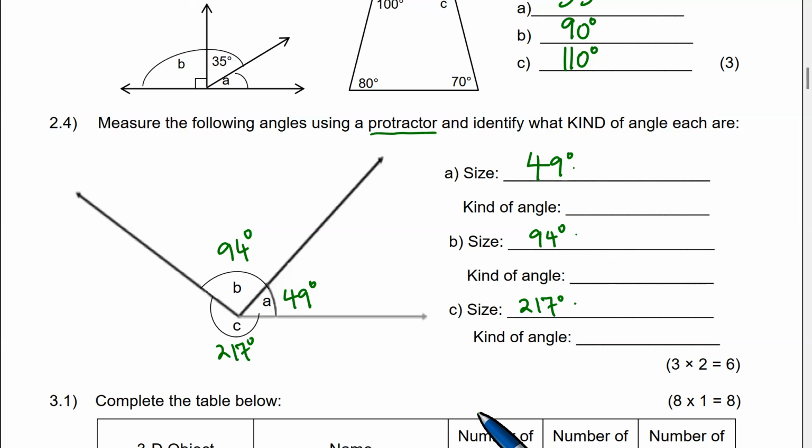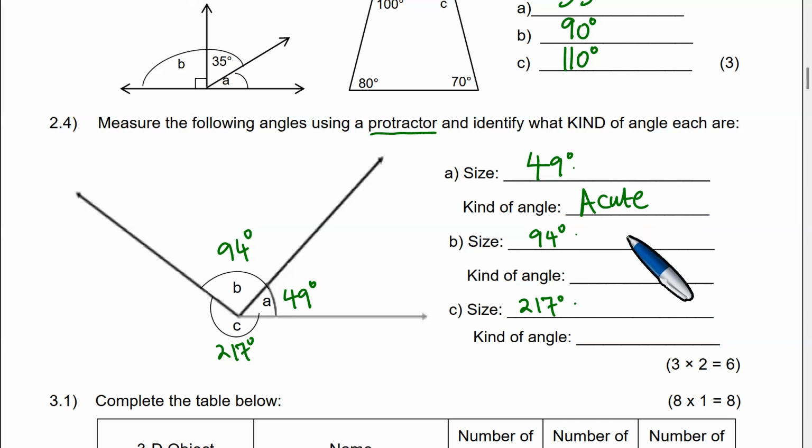Okay, so what kind of angle is 49? What do you call that kind of an angle? An acute angle. It's called acute. Well done. It's called an acute angle.